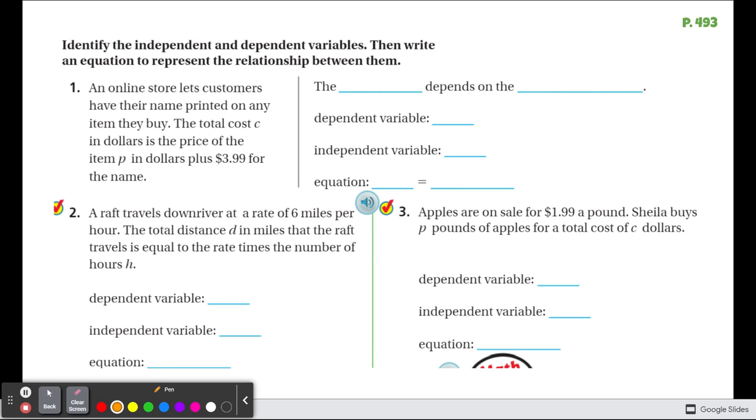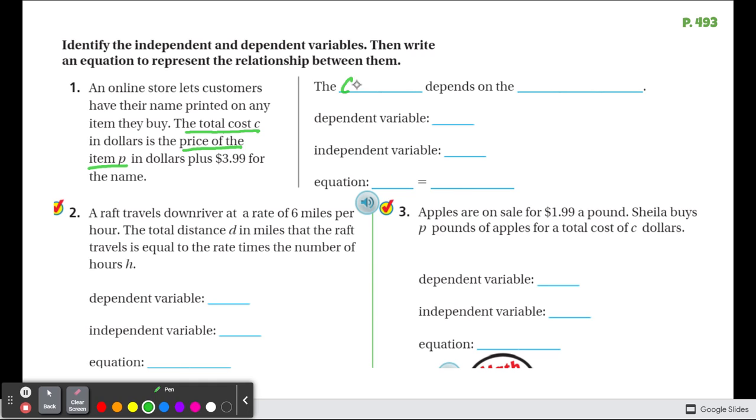So we need to think which one depends upon the other. Go ahead and see if you can figure out which variable and which item is the dependent variable. All right, so we're going to think that the total cost depends upon the price of the item. So the more expensive the item is, the more the whole thing is going to cost. And the less expensive an item is, the less expensive the whole thing is going to cost. So the cost depends upon the price of the item.